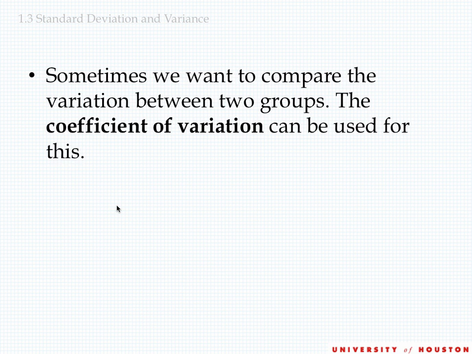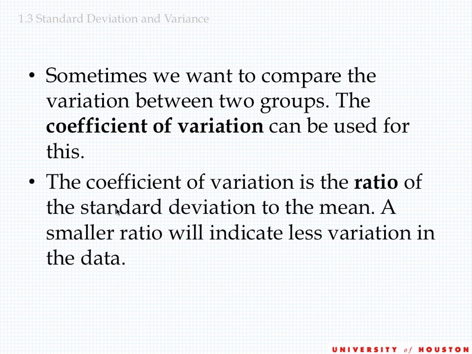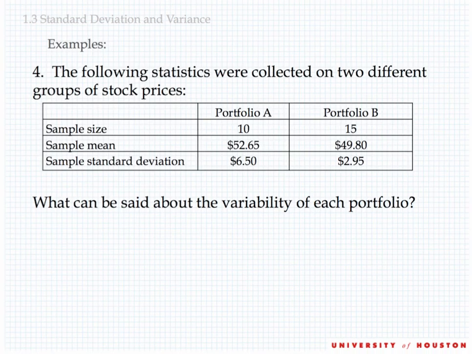Sometimes we want to compare the variation between two groups. The coefficient of variation can be used for this. The coefficient of variation is the ratio of the standard deviation to its mean. A smaller ratio will indicate less variation in the data. Example 4. The following statistics were collected on 2 different groups of stock prices. The data is organized in the chart below. What can be said about the variability of each portfolio?